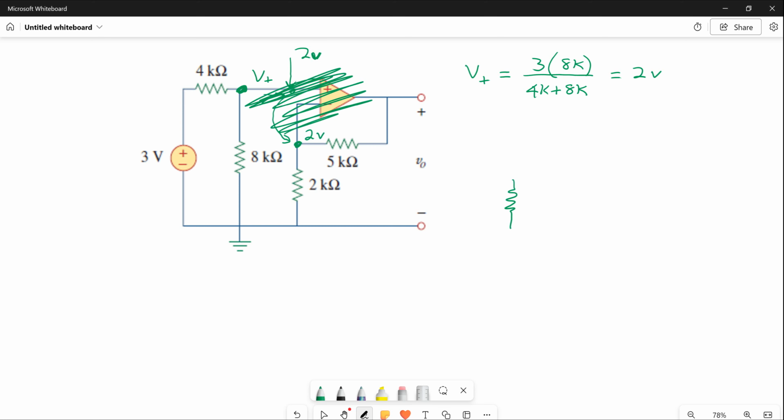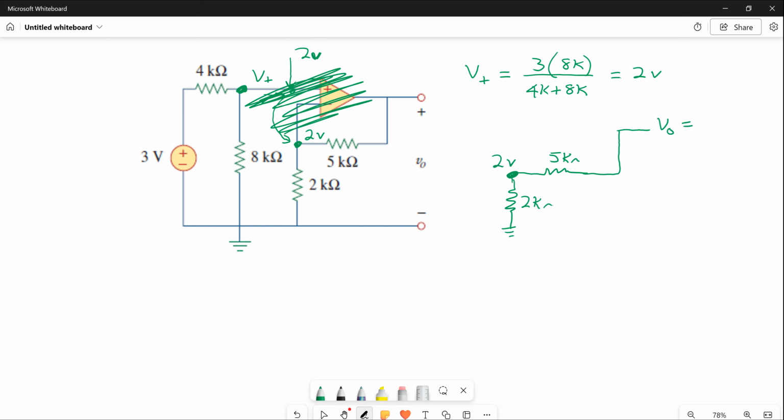We have a 2K that goes to ground. We have a 5K, which was the feedback resistor. Then we come up, and here's your V out. And the only thing we know is that voltage right there is 2 volts. We completely ignored the op amp. We got the 2 volts projected. Now, we should be able to calculate V out with no problem there. How are you going to calculate V out?